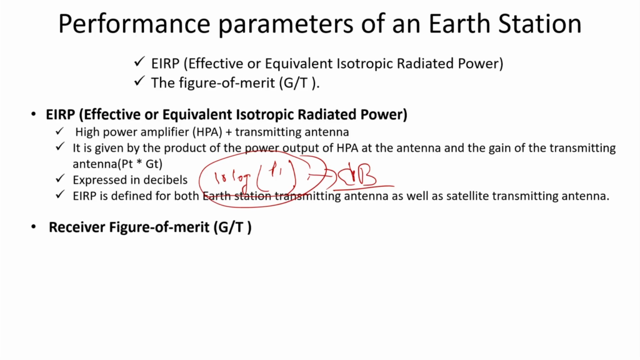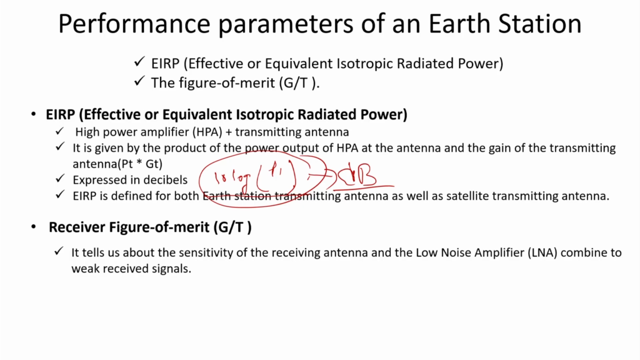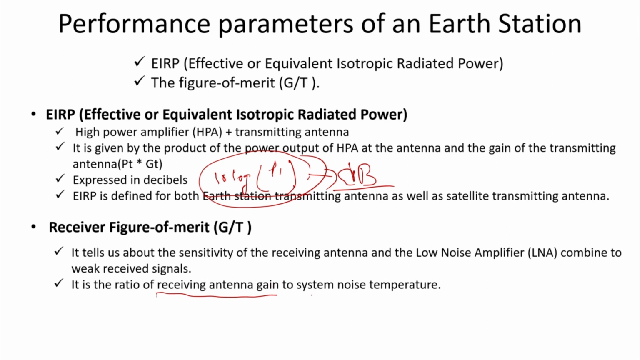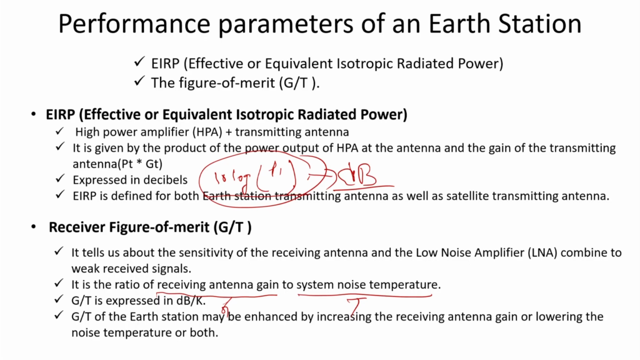The receiving antenna figure of merit is G by T. It tells us the sensitivity of the receiving antenna and the low noise amplifier LNA combined to the weak received signals. It is the ratio of the receiving antenna gain G and the system noise temperature T, and G by T is expressed in dB per Kelvin. The G by T of an earth station can be enhanced by increasing the receiving antenna gain or by lowering the noise temperature or both.